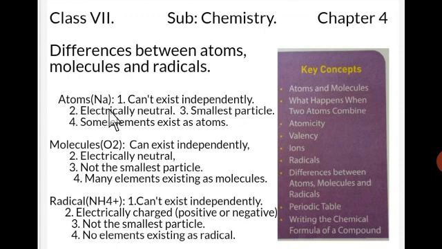First of all, atoms. Atoms cannot exist independently. There are very few elements whose atoms can exist independently. They are noble gases like helium, argon, krypton. So these are the elements whose atoms can exist independently, but they are very few. So we can say that atoms cannot exist independently.